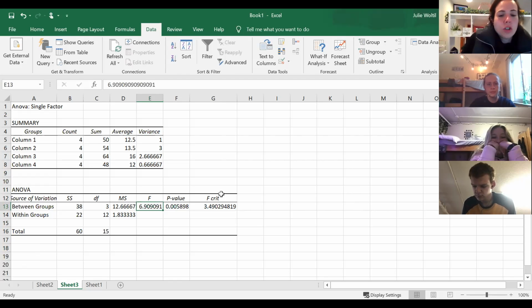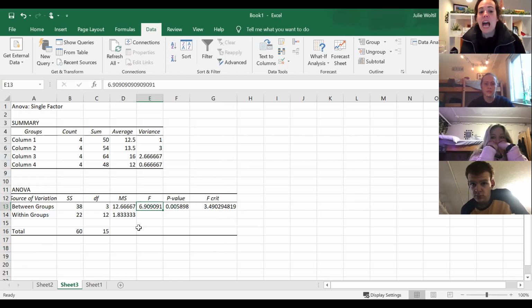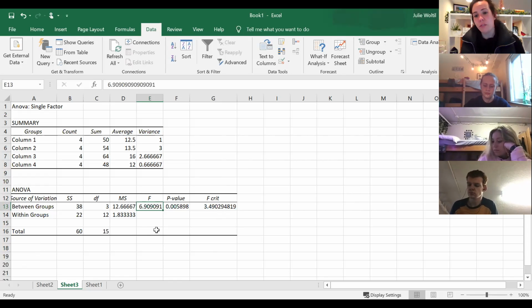So what do you need to know to be super successful in the exam? Because that's what everyone wants to know. I will provide you with a table that'll look like this, and you will need to tell me whether you would reject or fail to reject the null hypothesis.